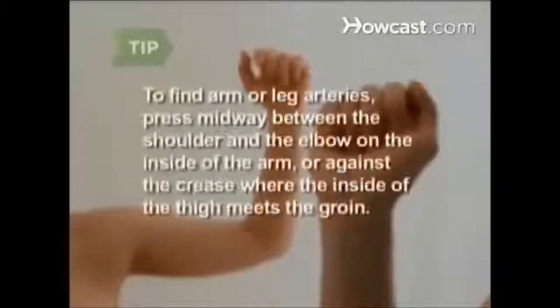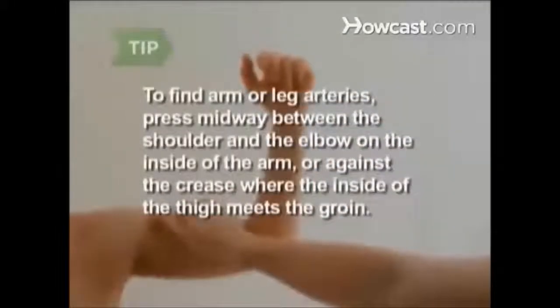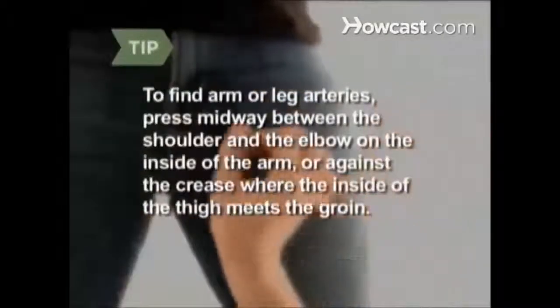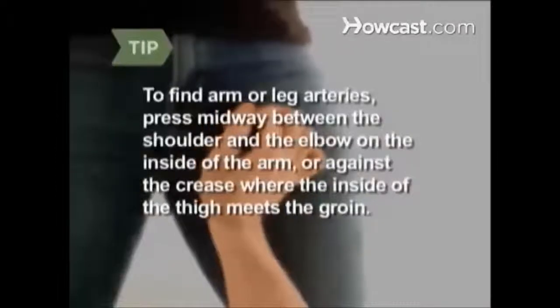Step 8. If the bleeding does not stop, squeeze the artery that supplies blood to that limb or area against the bone. Maintain direct pressure on the wound and direct pressure on the pressure point until help arrives. To find the artery on an arm, press midway between the shoulder and the elbow on the inside of the arm. To find the artery on a leg, press against the crease where the inside of the thigh meets the groin. Step 9. Carefully remove your gloves, being sure not to come into contact with the blood. Step 10. Wash your hands thoroughly with soap and water once you're done tending to the bleeding.